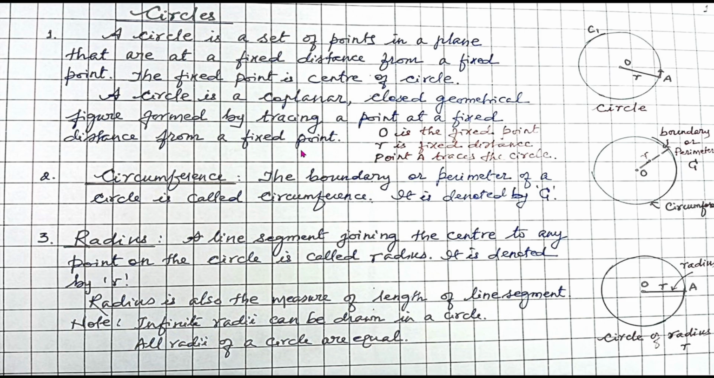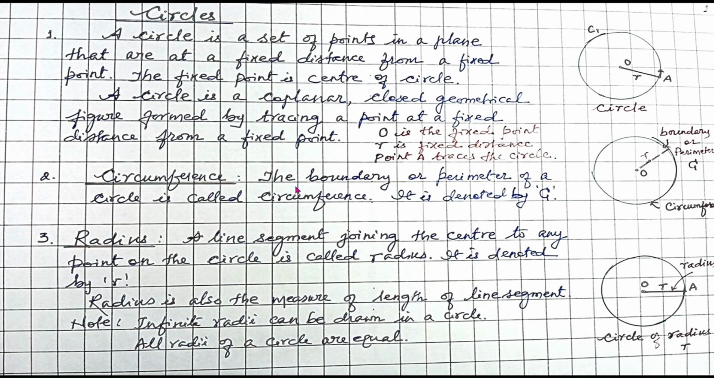Now, what is a circle? A circle is a set of points in a plane that are at a fixed distance from a fixed point. The fixed point is known as the center of a circle. A circle is also defined as a coplanar closed geometrical figure formed by tracing a point at a fixed distance from a fixed point. O is the fixed point, R is the fixed distance, and the point A traces the circle. So that is the definition of a circle.